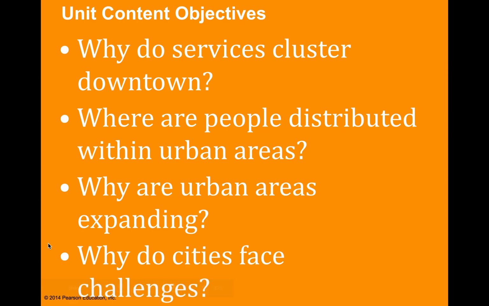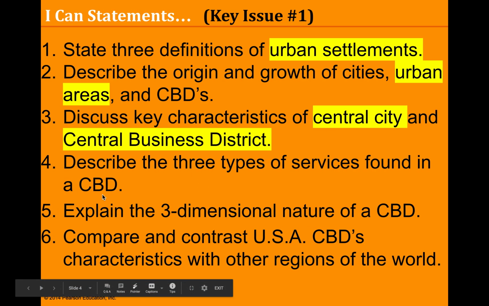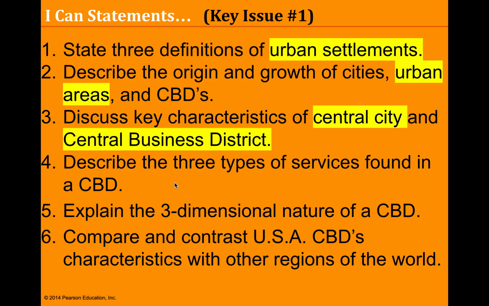Here are your key issues for this chapter. We're going to describe and explain why services cluster in CBDs. First, state 3 definitions of urban settlements. Secondly, describe the origin and growth of cities, urban areas, and CBDs. 3, discuss key characteristics of a central city and central business district. 4, describe the 3 types of services found at a CBD. 5, explain the 3-dimensional nature of a CBD. And 6, compare and contrast USA CBD characteristics with other regions of the world.